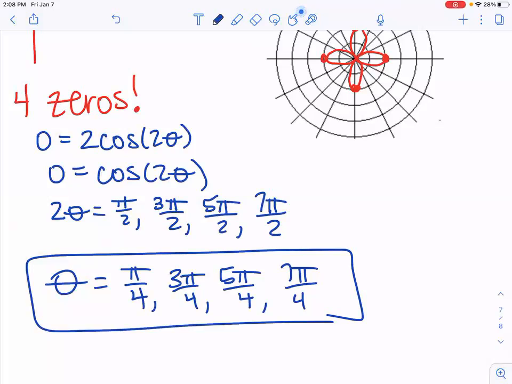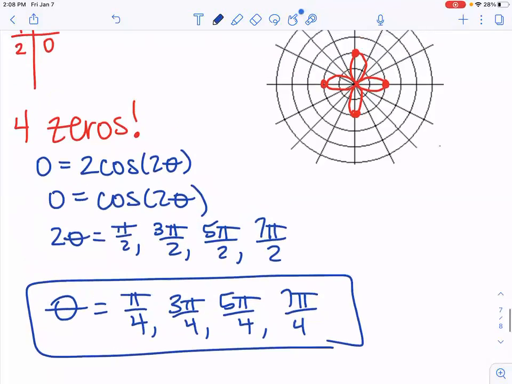So I know that we learned this last year, and I could totally just skip right ahead to doing all of our calculus stuff. But eventually, I'm going to ask you to find the arc length of one petal or the area of one petal. So in order to be able to do that, you need to know where one petal starts and stops. So I know that one petal starts at pi over 4 and ends at 3 pi over 4. That'll be helpful when we set up an integral for arc length or area.